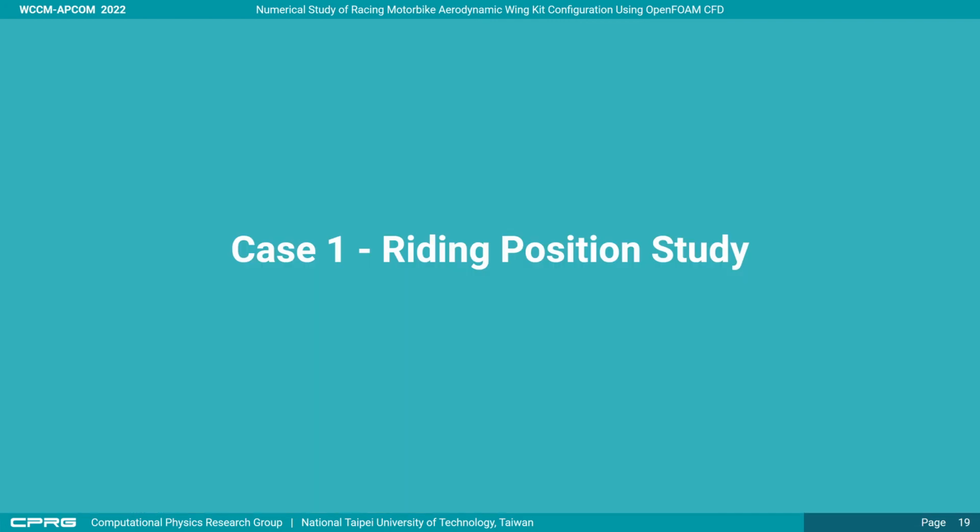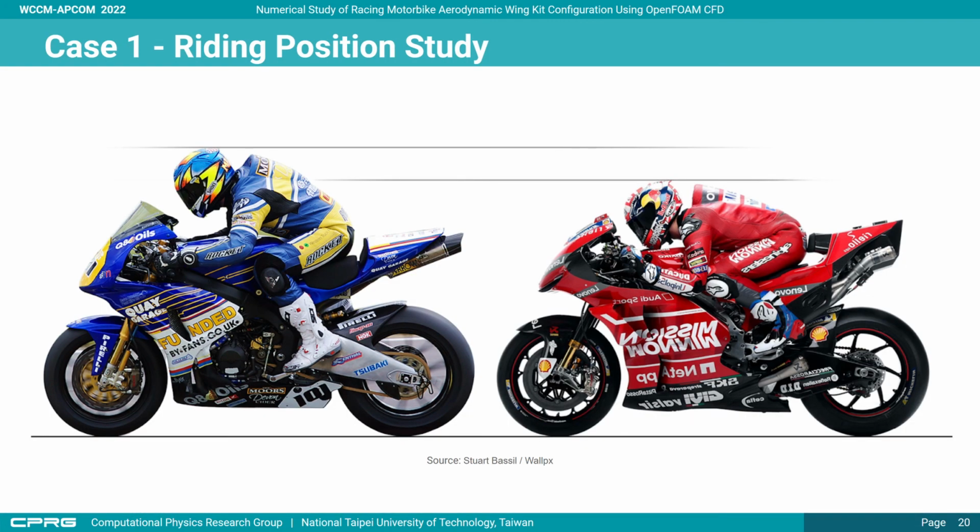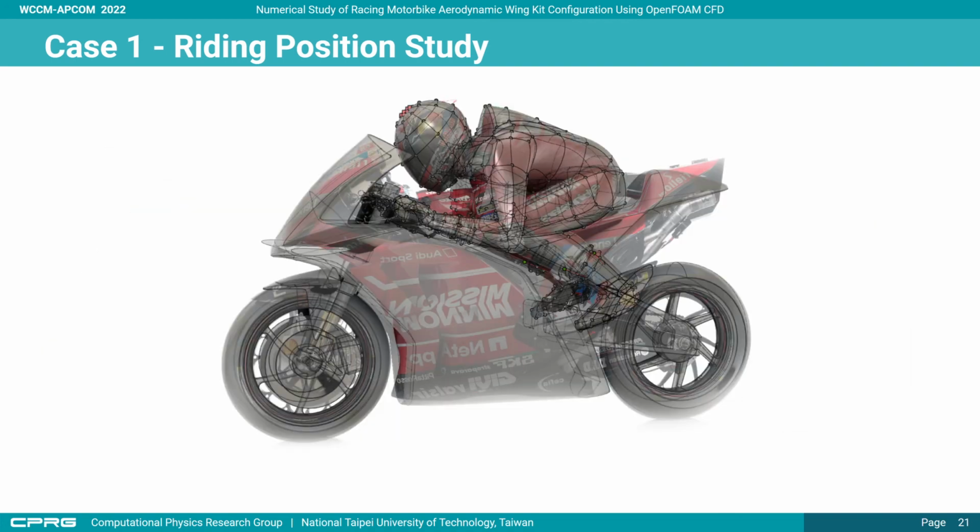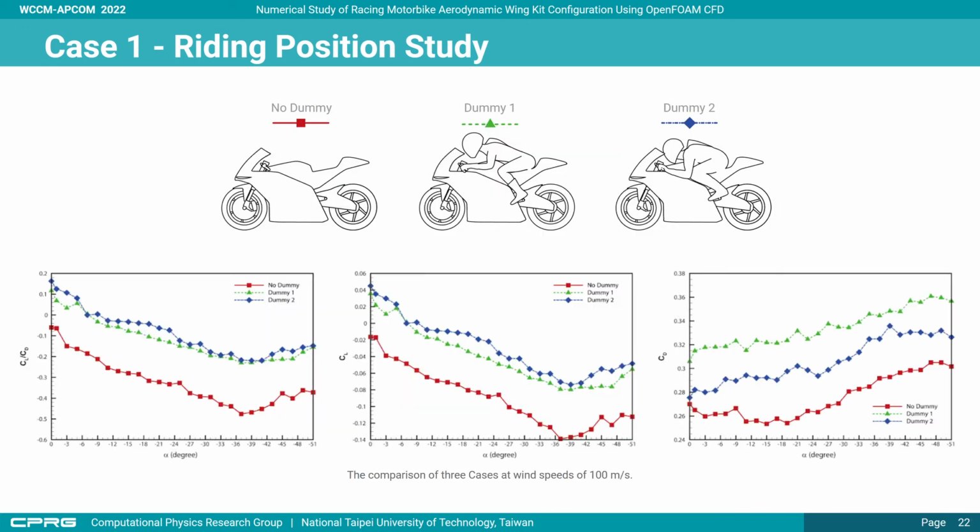In case 1, the wing position study makes a comparison of two wing positions, creating 3D CAD model geometries to find the one which has a lower drag coefficient. As you can see, the right one, dummy 2, has a lower wing position and a lower drag coefficient, which is applied in the rest of the cases.